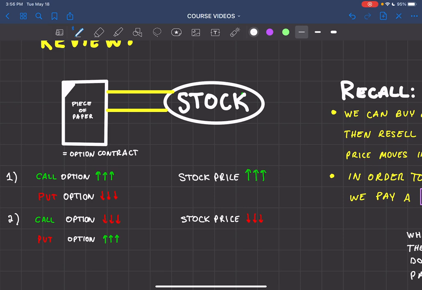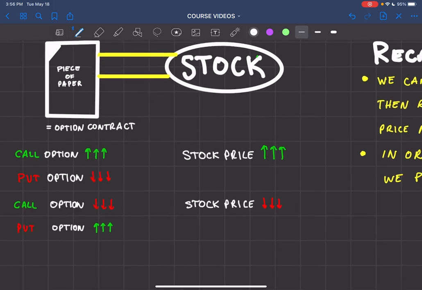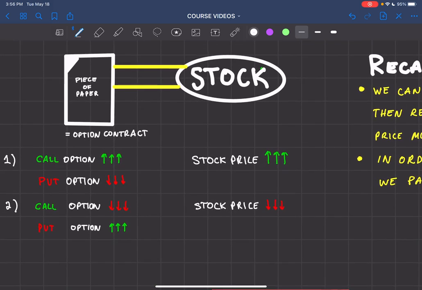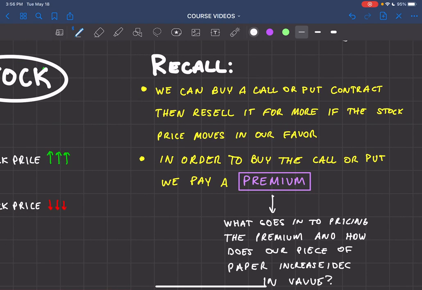So let's go over the two scenarios. Let's say we have the piece of paper on the stock. If the stock price increases, if that piece of paper then is a call option contract, the value of it will increase. In the case of a put, the value will decrease if the stock price increases. On the second hand here, we have the situation where the stock price decreases. If the stock price decreases, the call option value will decrease and the put option value will increase. Remember, with a put, we make money when the stock price goes down. So recall, we can buy a call or a put contract and resell it for more if the stock price moves in our favor, depending on if it's a call or put.